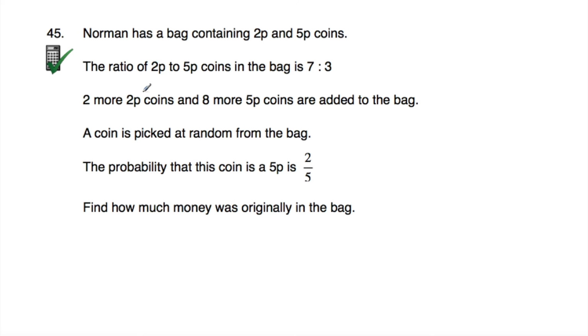And we're told that 2 more 2p coins and 8 more 5p coins are added to the bag. And a coin's going to be picked at random from the bag, and the probability that this coin is a 5p is 2/5. Find out how much money was originally in the bag.